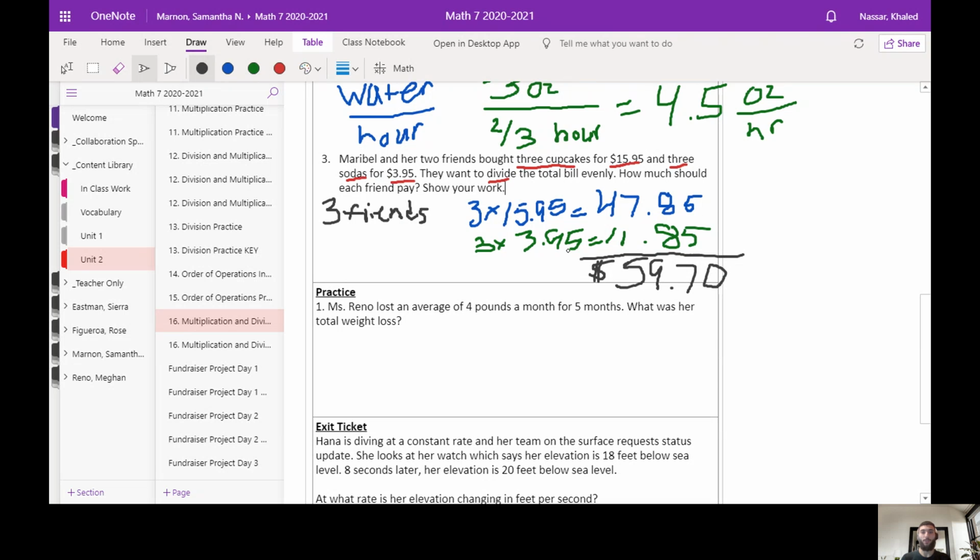And now we are going to divide our total cost of our 3 cupcakes and sodas among the 3 friends. So we are going to take $59.70 divided by 3, and that's going to equal a total of $19.90. Let me erase that and try that one more time as well.